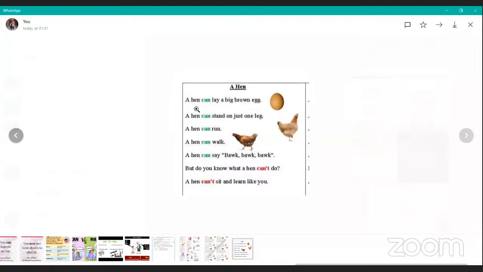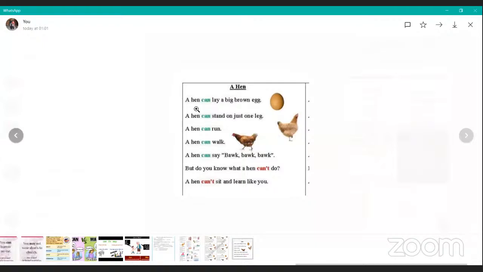Okay, children. Look at another activity. Right. Now you may write down sentences like this. A hen. It's about a hen. A hen can lay a big brown egg. A hen can stand on just one leg. A hen can run. A hen can walk. A hen can say, "Bok, bok, bok." But do you know what a hen can't do? A hen can't sit and learn like you. That's a good opportunity that you have.